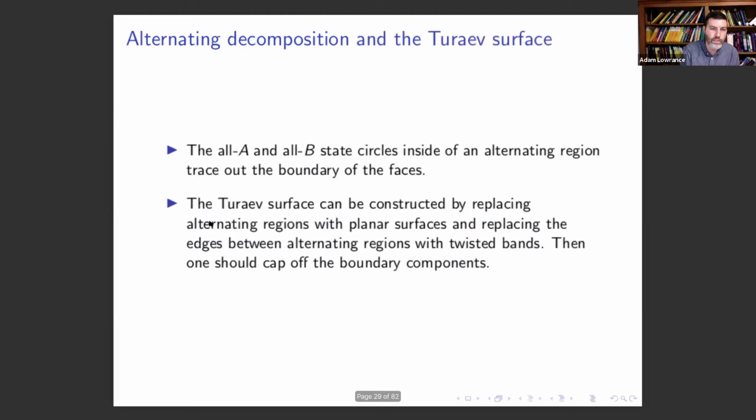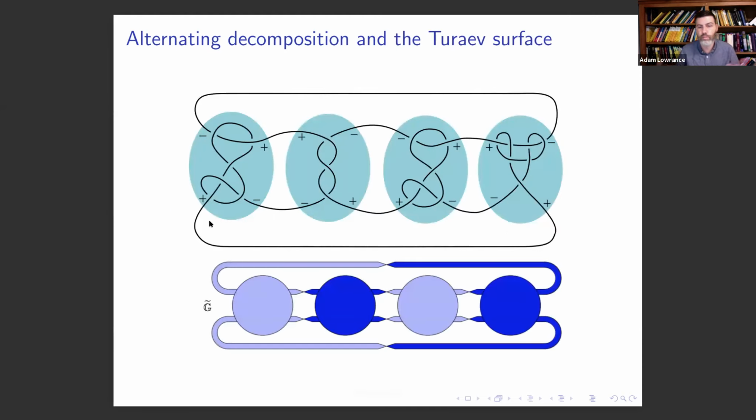And so you can really think about building the Turaev surface by taking the alternating regions and thinking of those as planar surfaces, so disks or annuli or however many boundary components they need, and then connecting those together with bands that have to twist where the non-alternating edges are. And so your picture might look like this if you were doing it for this example. You would have a disk for the first and third tangles that show one side of the surface, a disk for the second and fourth tangles that show the other side of the surface, and then you twist in between.